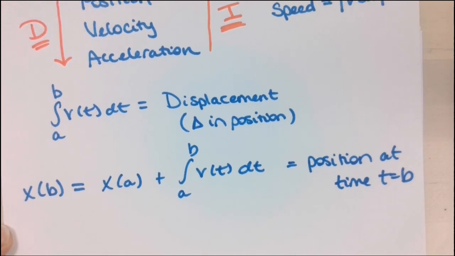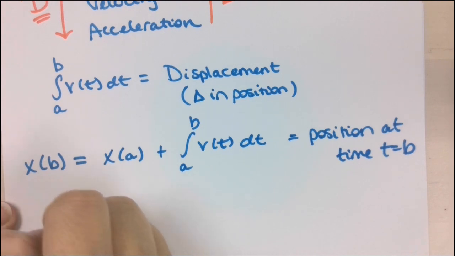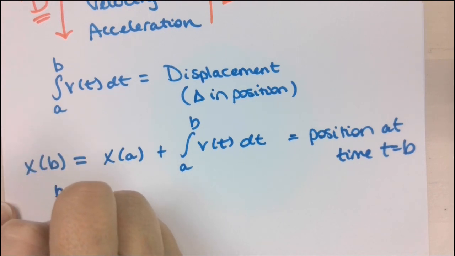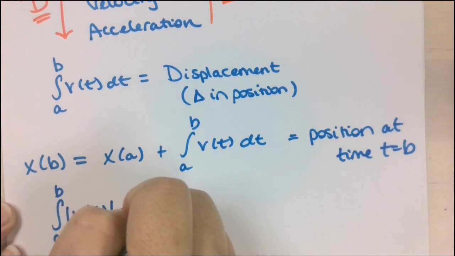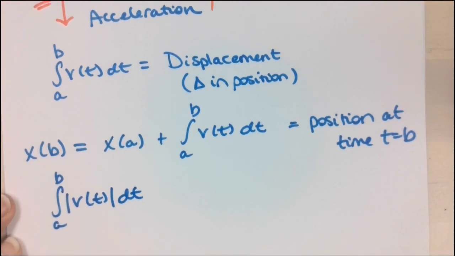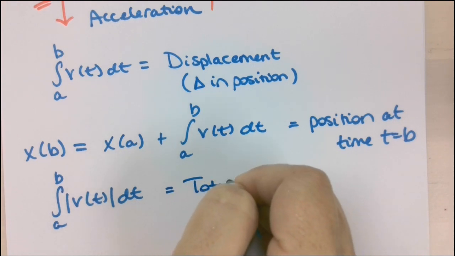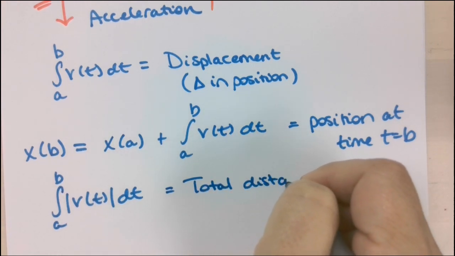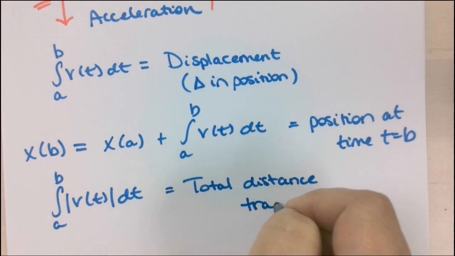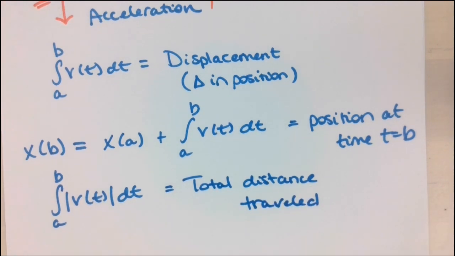And a final expression involving an integral of velocity is this one: the integral from a to b of the absolute value of velocity, or really the absolute value of speed. By taking the absolute value, it takes all the movement in the negative direction and makes it positive, so that when we add together all of the movement, we get total distance traveled over that time interval.